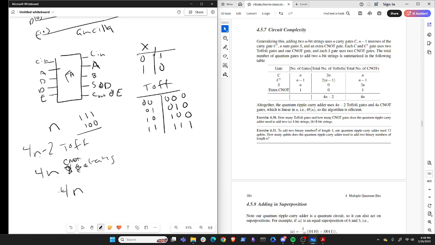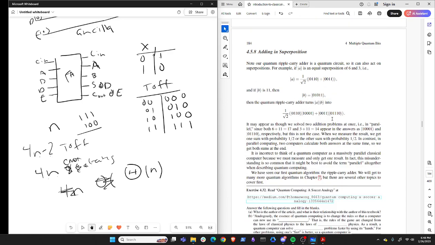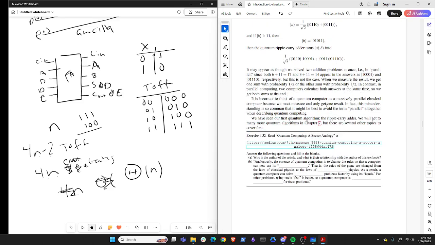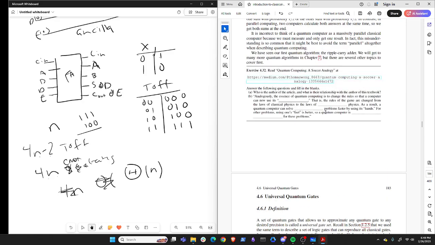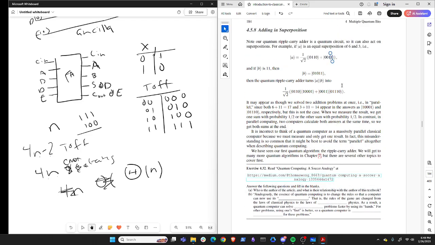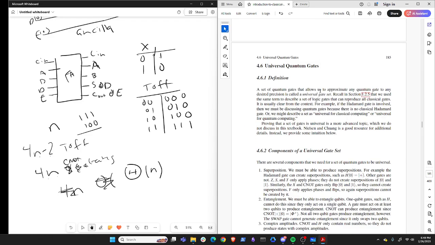Essentially, if we were doing this as big O, we would say, well, they have it here, O of n in terms of circuit complexity. So it's efficient. Adding in superposition, not really sure if they're going to quiz us on this. I didn't spend a lot of time on this. I'll make a note to look at that a little later, personally.